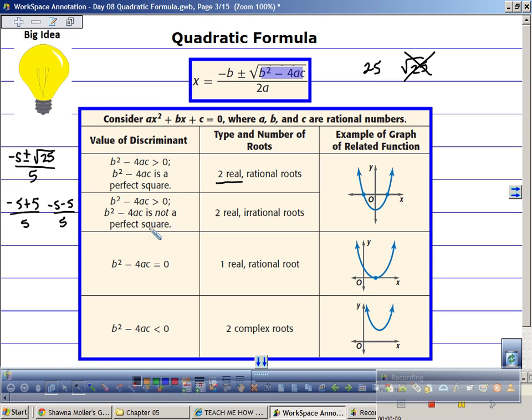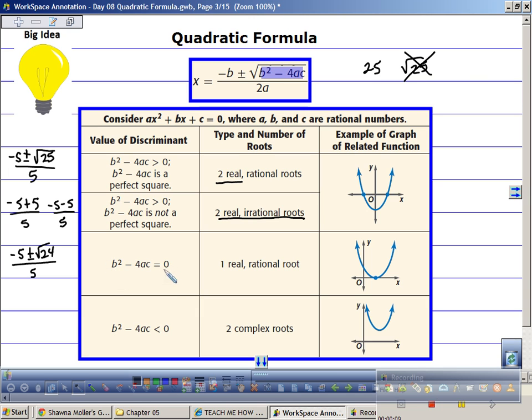If it's greater than 0 and not a perfect square, you still get 2 roots, right? But they're irrational roots. Okay? So you'd have to put it in a calculator and figure it out.